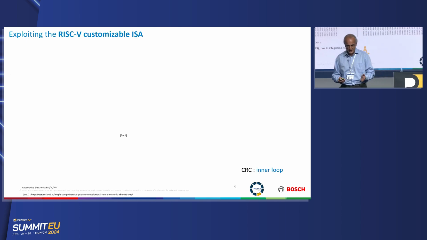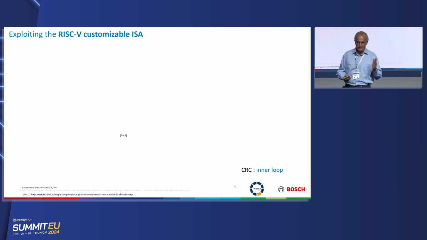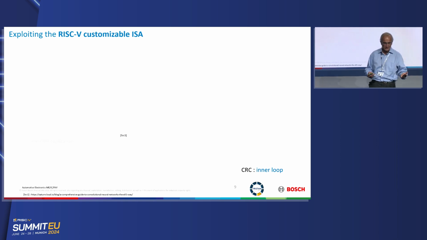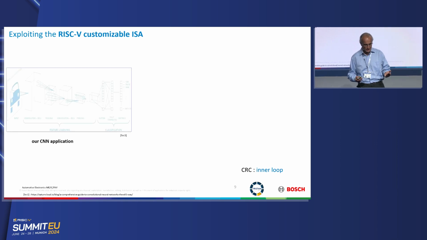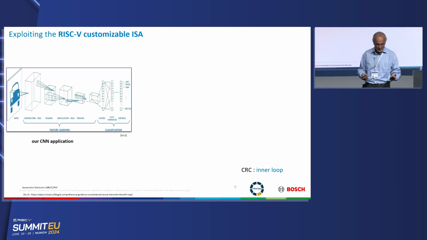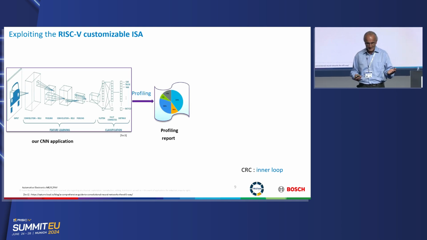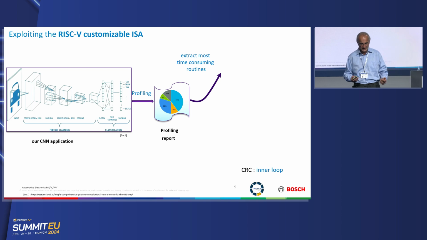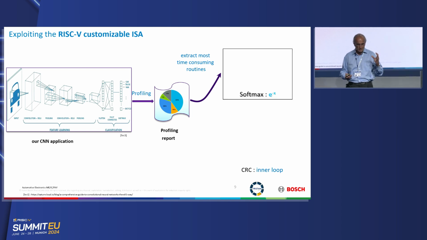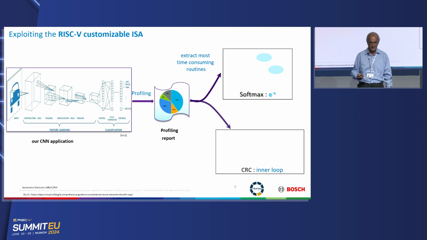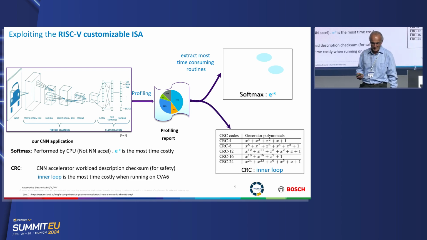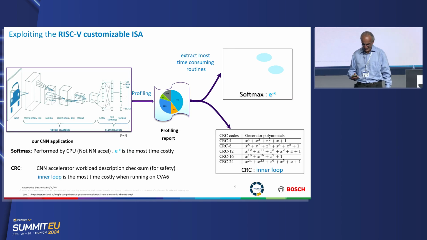OK, so that was for the memory side of things. But RISC-V has another advantage: you can customize the ISA to your needs without the need of a special license. So we took our neural network application and benchmarked it. We profiled it, and from that profiling, we found two main time-consuming routines that we could extract. So here we have the mandatory formula. This is the Softmax, which doesn't appear, but anyway.